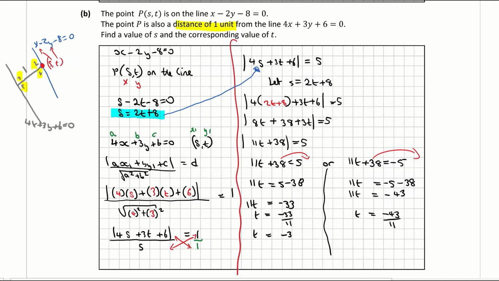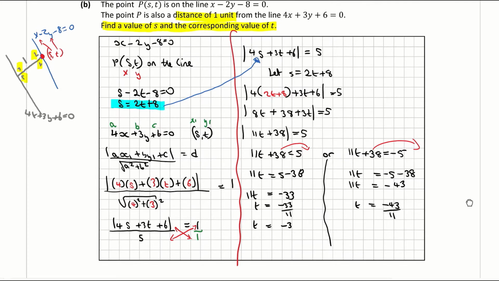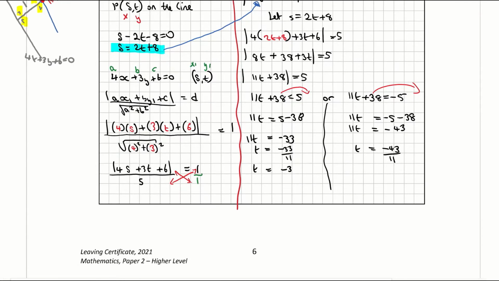So we've found t, but the question says find a value of s and the corresponding value for t. Now I'm doing it out twice here. You can see I'm finding both values for t, but they only asked for a value for s and its corresponding t. But look, I'm going to do both. So we now have to find the corresponding s. So now find s.